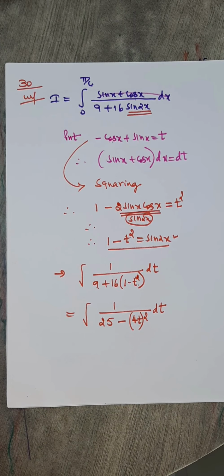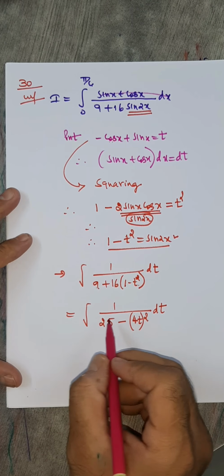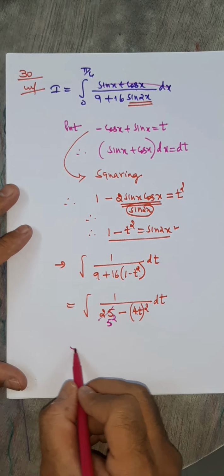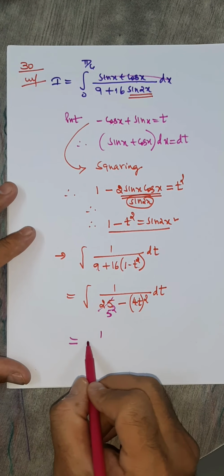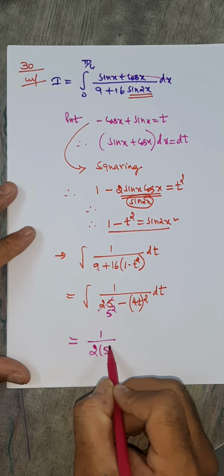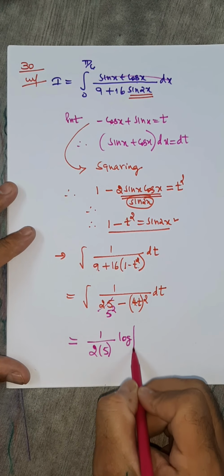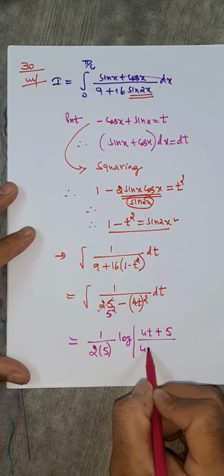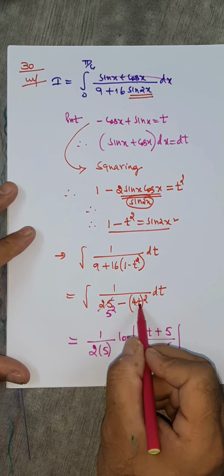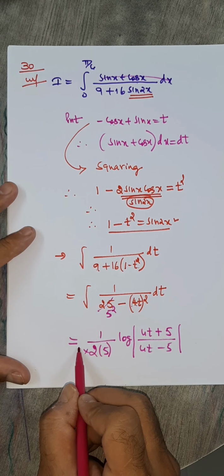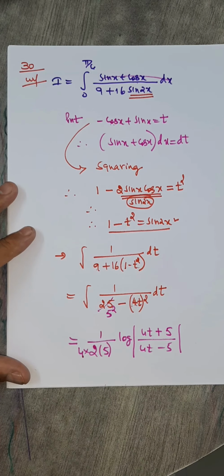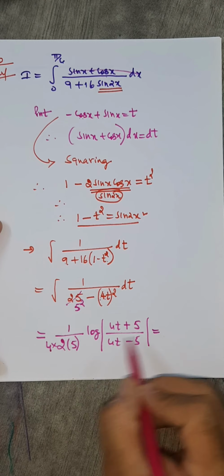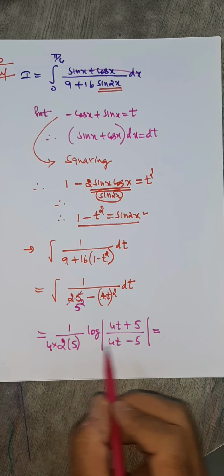Now which formula is this? A squared, because this you can write as 5 square. So a square minus x square, with the coefficient of t being 4. So 1 upon 2a, that is 1 upon 2 into 5, log of mod of, if you remember, 4t plus 5 upon 4t minus 5, upon the coefficient of t, that is 4. So I'll write upon 4. This is an indefinite integral, remember. And this is nothing but 1 by 40.